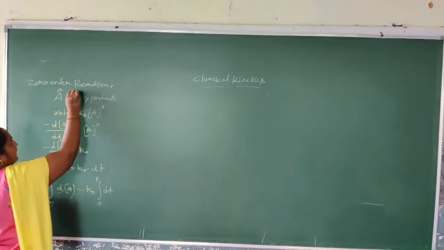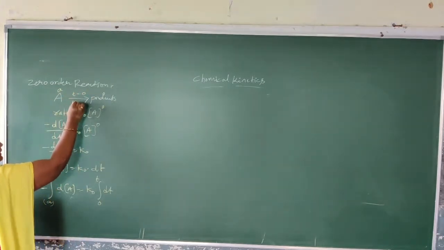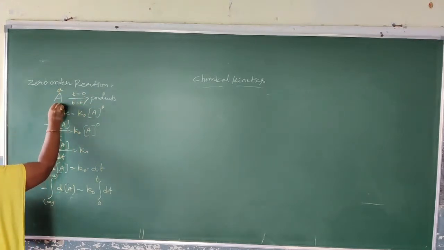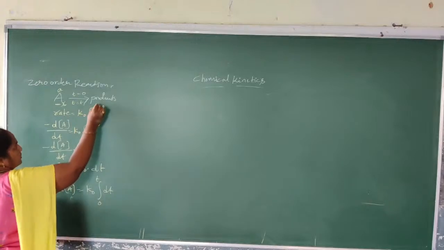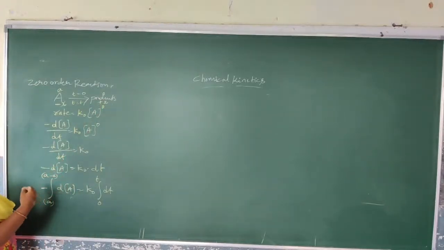Concentration at time is equal to 0. Product concentration is 0. At T1 time, some amount of A decreases. How much of A decreases? Minus X amount of A decreases. How much of product is formed? Plus X amount of product is formed.